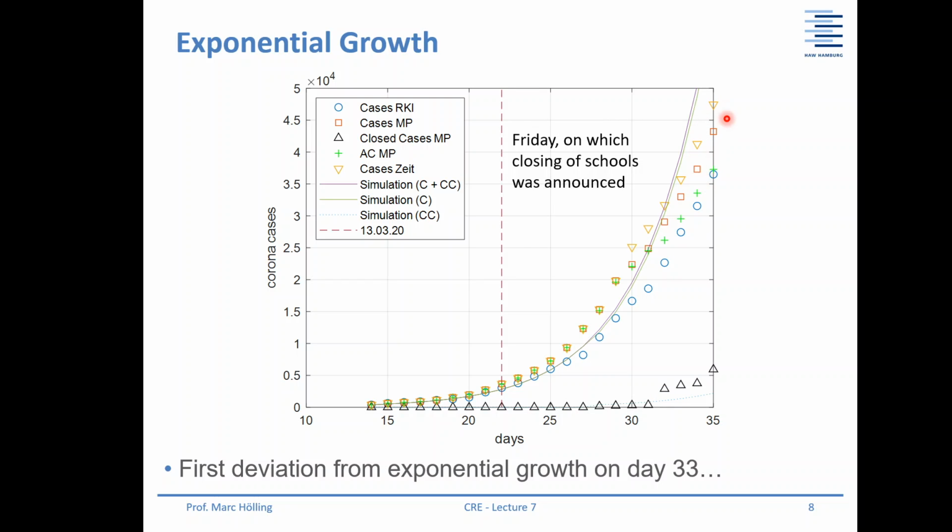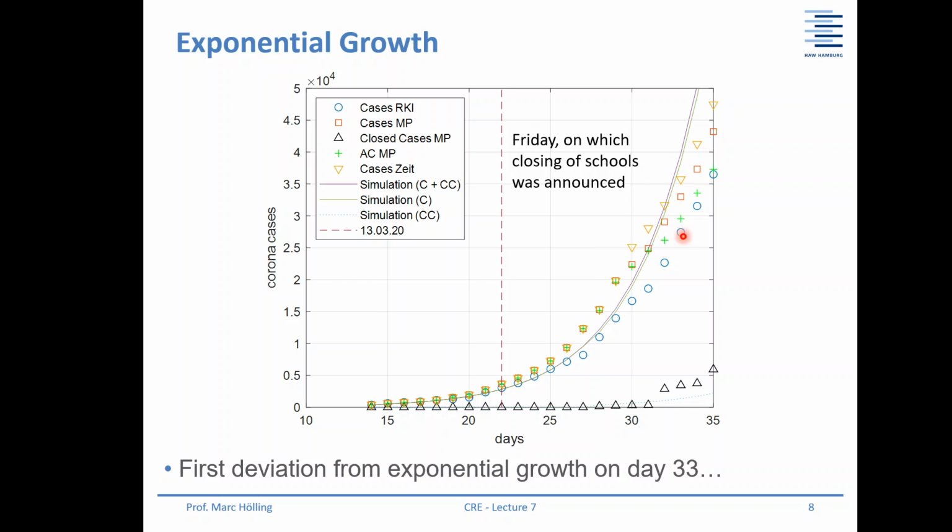And then you can see that some things changed. Here I highlighted the 13th of March. This was the day where it was announced that schools will be closed and so on. This is the Friday, and on Monday we had the closing of schools, and afterwards we had the other things, that shops will be closed and restaurants will be closed and so on. So you can see that up to day 33 exponential growth is fitting quite well.